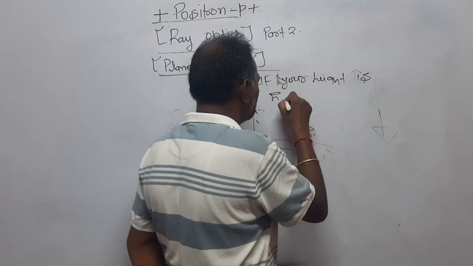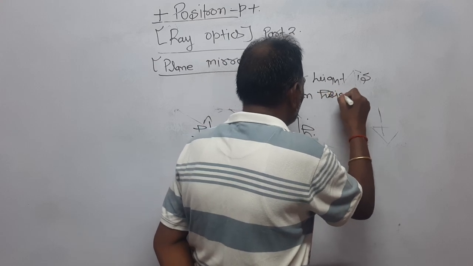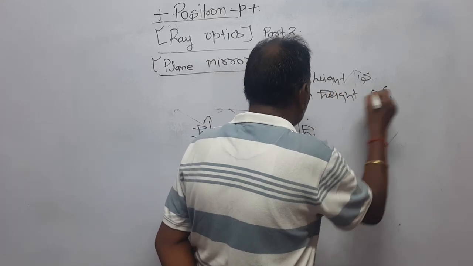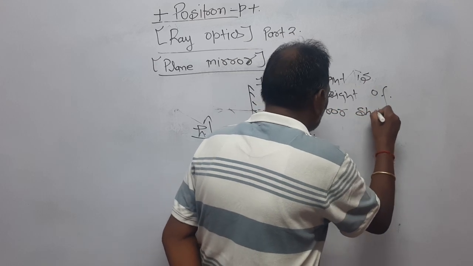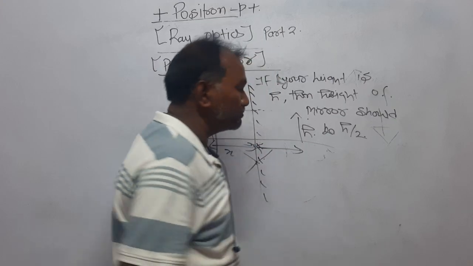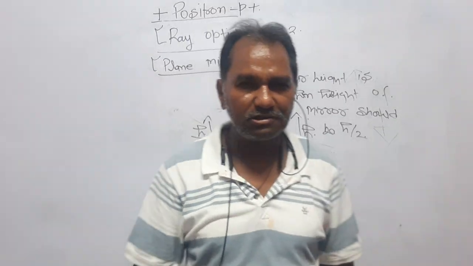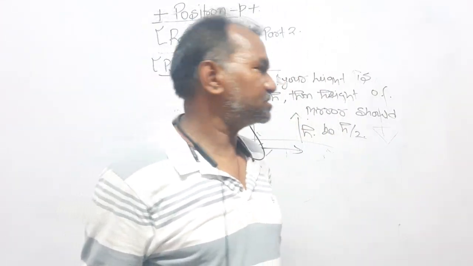then the height of the mirror should be h by 2 to watch the complete image. In order to watch the complete image of yourself, if your height is small h, then the minimum height of the mirror should be h by 2.